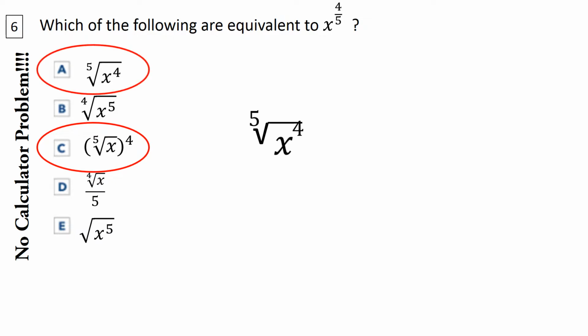And let's look at these other ones. B has the wrong radical, or has the wrong index on the radical. So does D. And E doesn't have an index on it, which means that's a 2. So none of them have that 5th root there. So only A and C are correct.